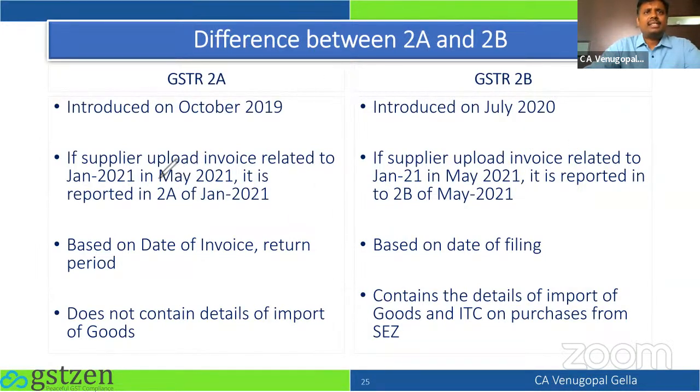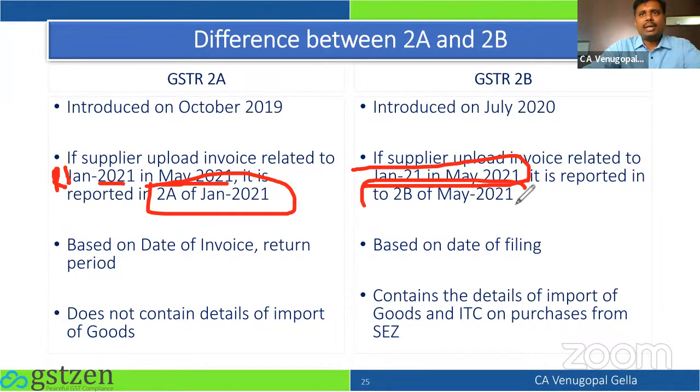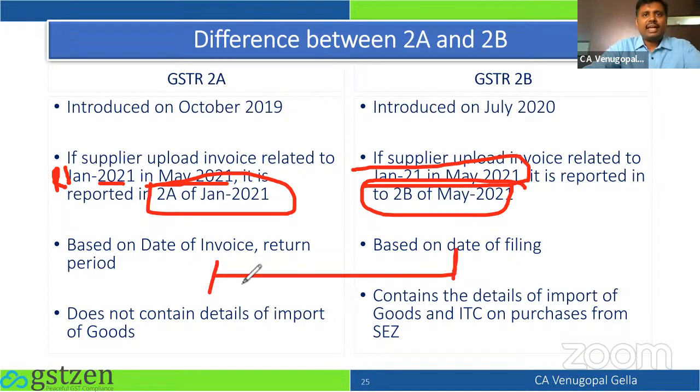GSTR 2A is a mirror replica of GSTR 1. If an invoice relating to Jan 21 is uploaded in R1 of May 21, however it is R1 of Jan 21, I'm presuming that it is in Jan R1 filed late in May. It will still be available in Jan 2A. While since it is filed in May 21, it will be available in May 2B, which means it is a timing difference. So on a given scale, if an item appears in 2A in this month, it may appear in 2B in this month. But on a longer scale, it will still appear, but there is a timing difference.